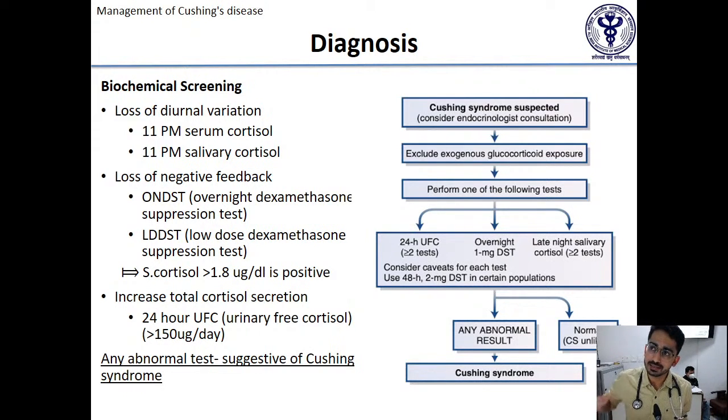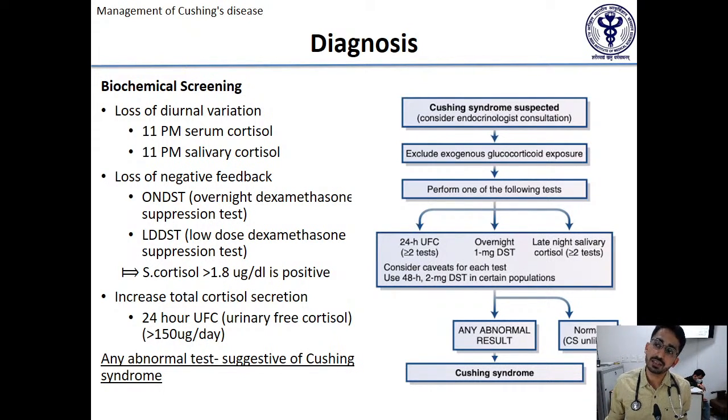And in this, we utilize the physiological feedback that occurs in a normal circadian variation of the cortisol. That is, at the night time there is a dip in the cortisol. So if we take 11 p.m. serum cortisol or 11 p.m. salivary cortisol and they are not suppressed, then it means that the patient might have a Cushing syndrome. And if there is no loss of negative feedback by giving dexamethasone either single dose or broken down over 2 days, and if the pituitary axis is not suppressed, then again we suspect that there is a Cushing syndrome. And we look at that increase in the total 24-hour cortisol secretion in the form of 24-hour urinary free cortisol levels.